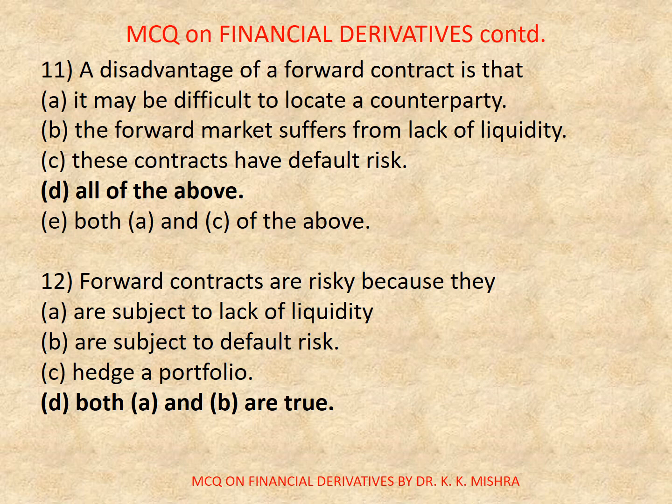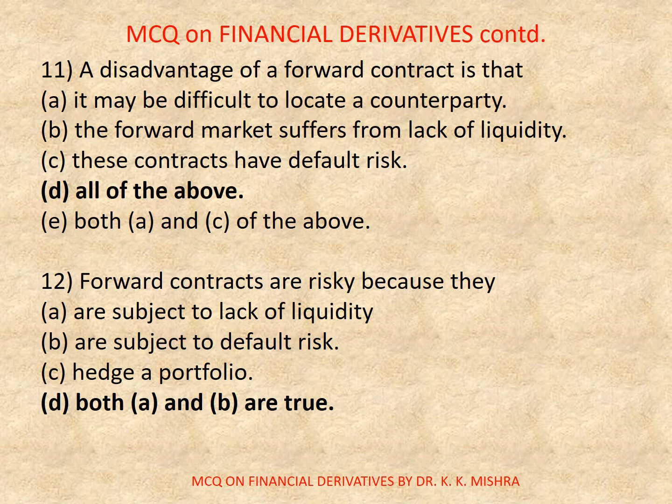Question number 11. A disadvantage of a forward contract is that options are A. It may be difficult to locate a counterparty. B. The forward market suffers from lack of liquidity. C. These contracts have default risk. D. All of the above. E. Both A and C of the above. Correct option is D. All of the above.